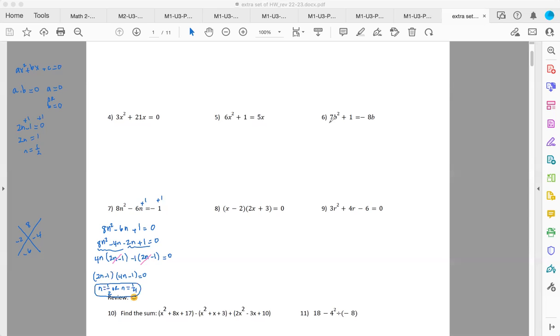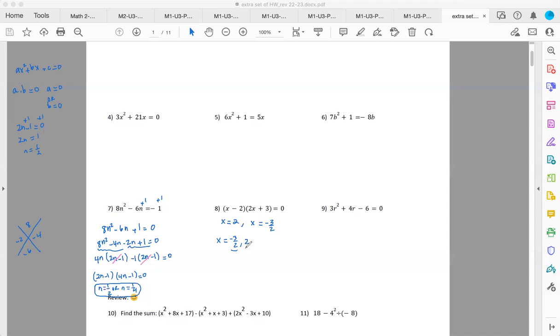Okay. Let's try another one. These are already done for you pretty much. When you solve by factoring, you have to factor first, and here they automatically factored it for you. So for number 8, the solutions are easy: x equals 2, and x equals negative 3/2. Now, if someone had asked me in class, could I write x equals negative 3/2 and then comma 2?